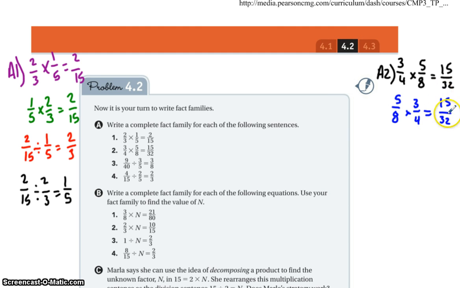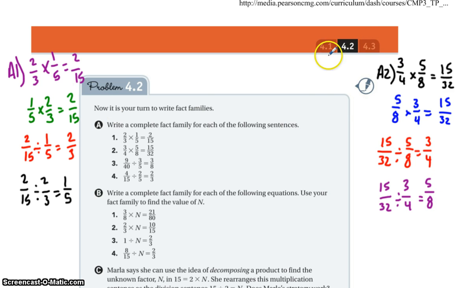Okay, now for division. For division, we take the number that was our product, and that should be 15/32, and we divide it by one of the two factors. So I'm going to start with 5/8 because it's right here. 5/8, and then my answer would be the other one, so 3/4. Okay, for the second one, we're going to start with that 15/32. I'm going to divide it by the other factor from my multiplication, which would be 3/4, and then my answer should be 5/8. All right, so that's A1 and A2.